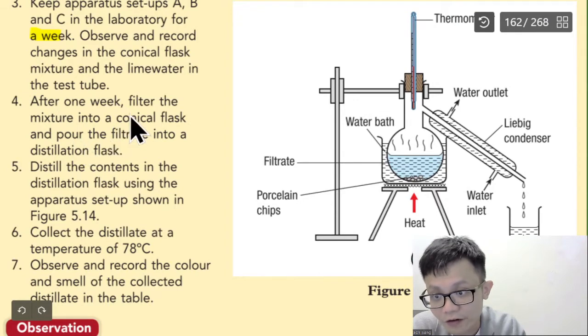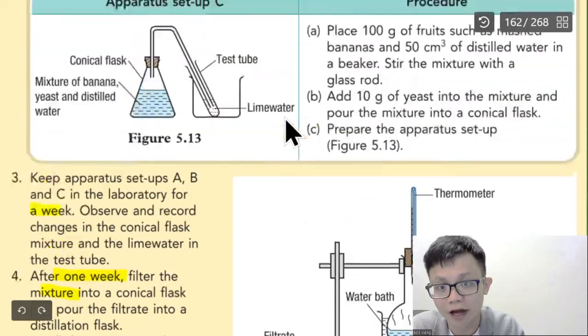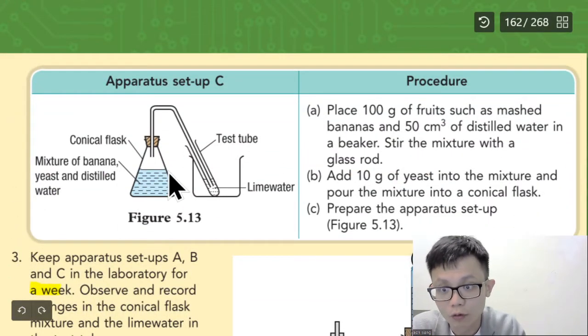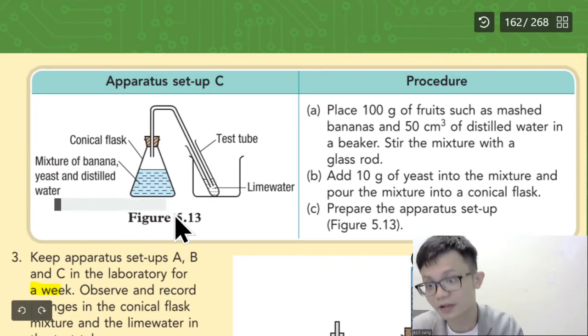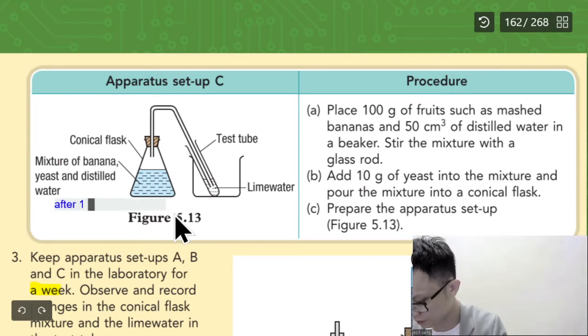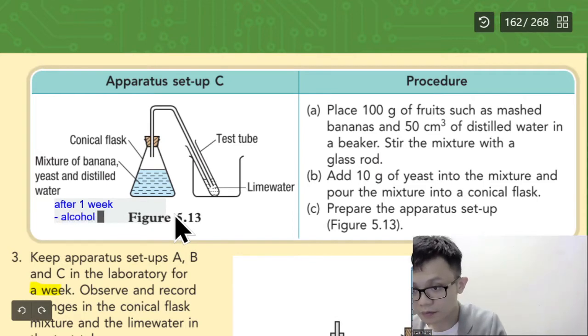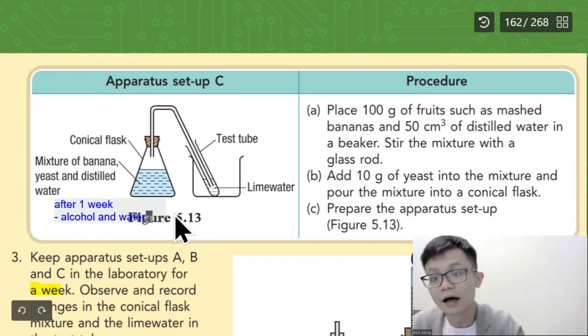After that, we want to filter it. In this experiment, after 1 week, filter the mixture in the conical flask. Why? Because after a while, it will become alcohol, so after 1 week you will get alcohol and water, right? Because it is distilled water, we still have water in the flask.